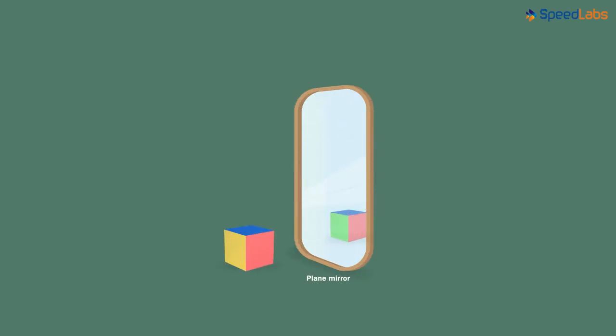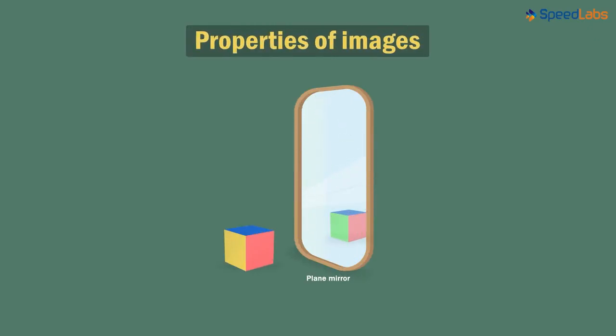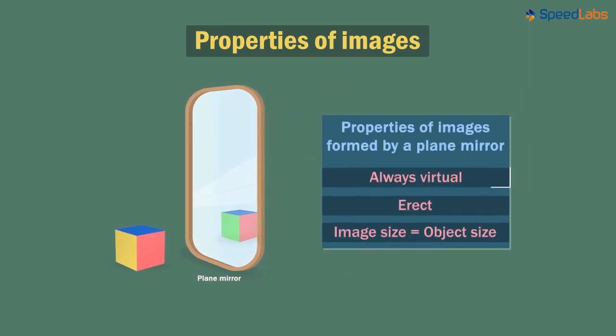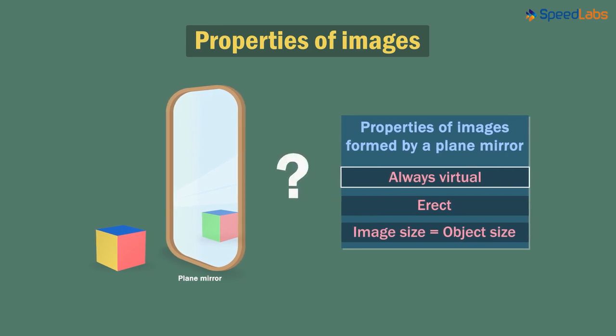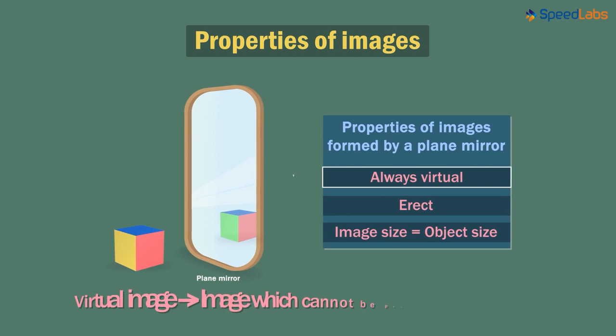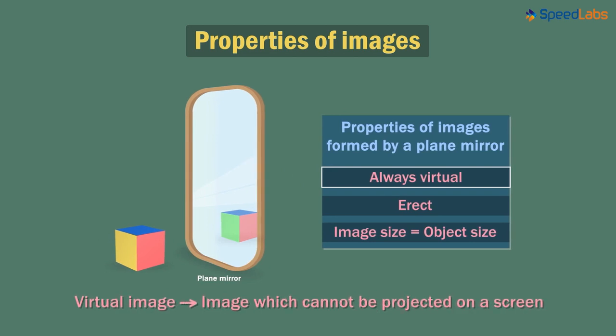In our previous video, we learned a few properties of images formed in a plane mirror. Let's review them. The first property says that the image formed by a plane mirror is a virtual image. Do you remember what a virtual image is? The image which cannot be projected on a screen is termed a virtual image.